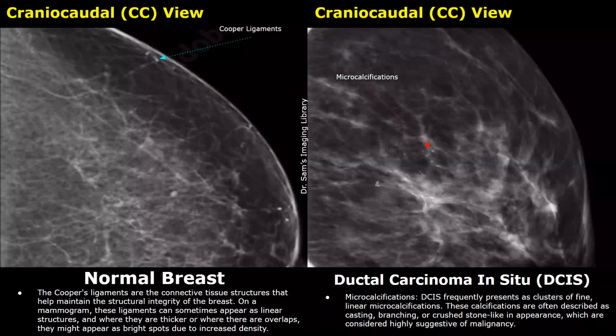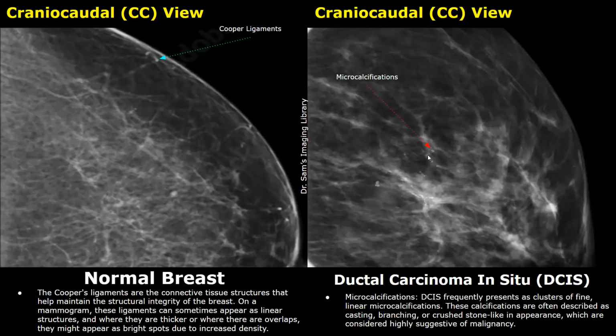Here is a magnified view showing microcalcifications along the duct. So this type of linear branching pattern is usually seen in DCIS. It is a malignant feature. Here in the normal image, these bright dots are seen at the edges of Cooper ligaments. This could be due to overlapping of Cooper ligaments or due to their difference in thickness.